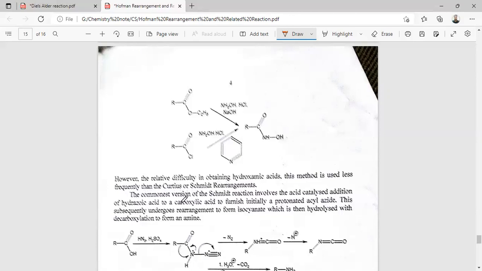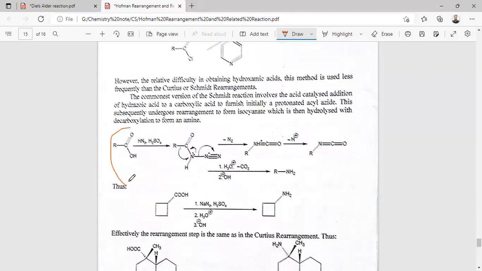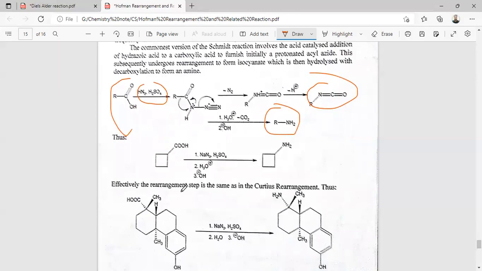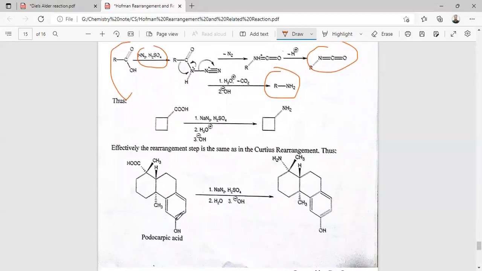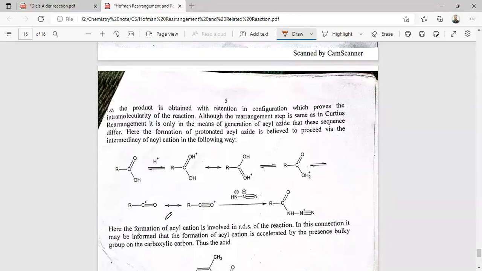The commonest version of the Schmidt reaction involves an acid catalyzed addition of hydrazoic acid to a carboxylic acid, furnishing initially a protonated acyl azide. This subsequently undergoes rearrangement to form the isocyanate, which is then hydrolyzed and decarboxylated to the amine. So this acid reacts with hydrazoic acid and H2SO4 to form this isocyanate, which on hydrolysis gives this amine. Effectively, the rearrangement step is the same as in the Curtius rearrangement. Thus, this is an example: this acid group is converted to this amine group. The product is obtained with retention of configuration, which proves the intramolecularity of the reaction.